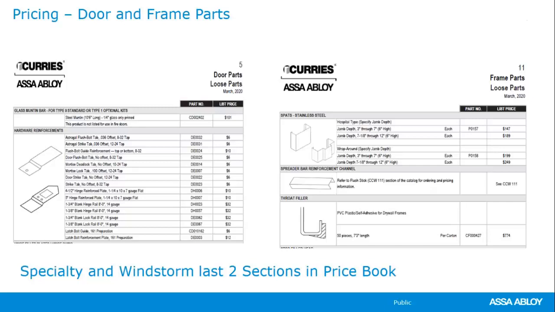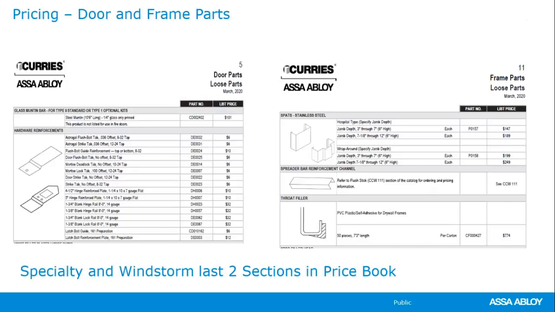The other part of the price book, another section we have behind the engineered frame section, is what we call our door and frame parts. We have it listed by door parts and by frame parts. Here you're going to find material, parts and pieces that you may need. On the doors you may need fillers, any type of reinforcements, things like that. You will be able to find those in these sections here.